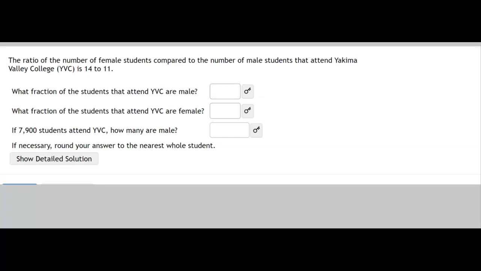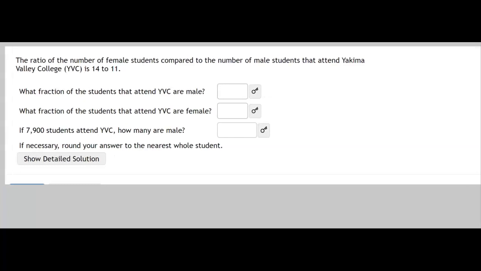So the ratio of the number of female students compared to the number of male students that attend Yakima Valley College is 14:11. So notice it gives you the order: female students compared to the number of male students. So the 14 is applied to the female, and the number of male would be 11. So if you were to use those two values in a ratio, you should note that the 14 is for female and the 11 is for male.